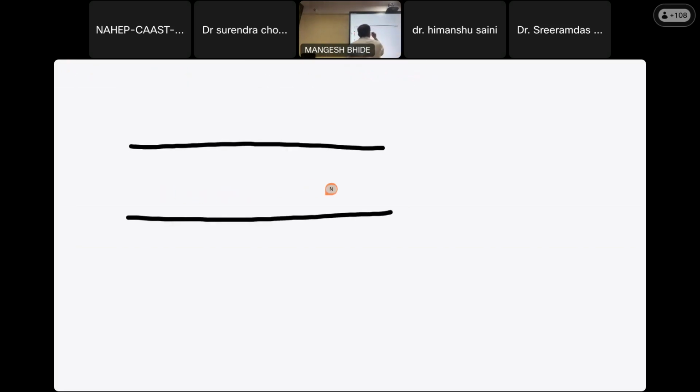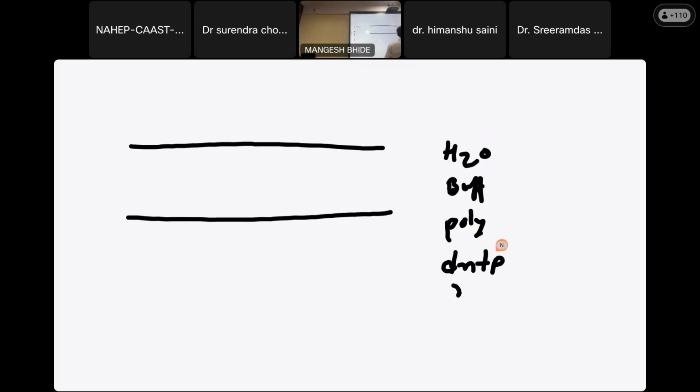Okay, I'm going to draw the PCR. The PCR cycle is denaturation, annealing, and extension. Can you please tell me what you have, apart from H2O? You have buffer, polymerase, dNTP, primer, and another primer.